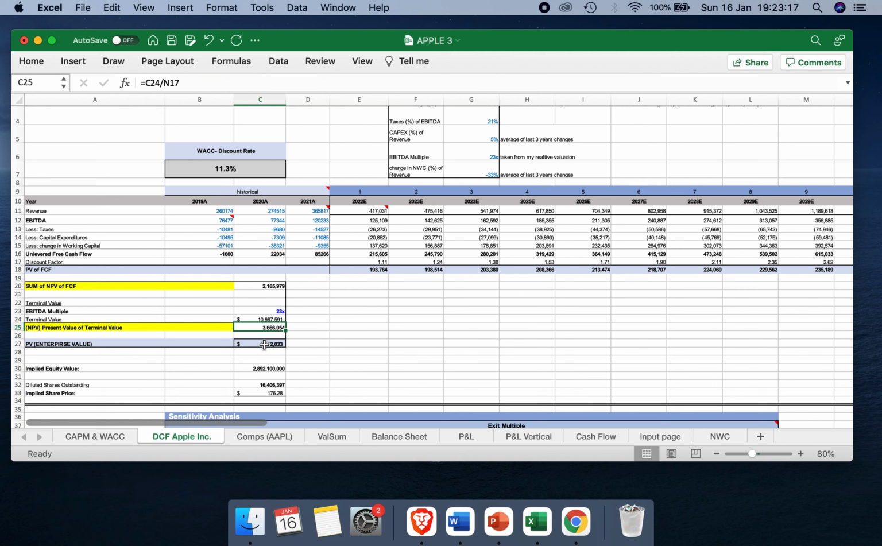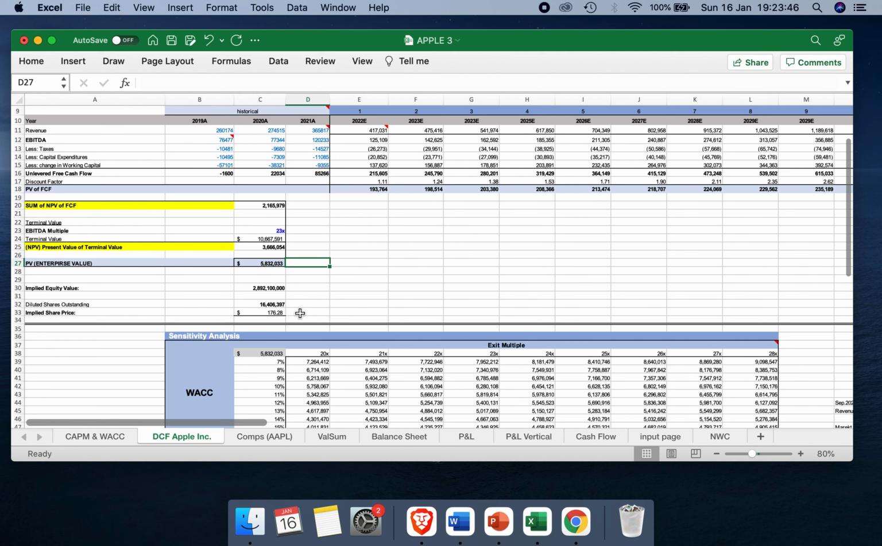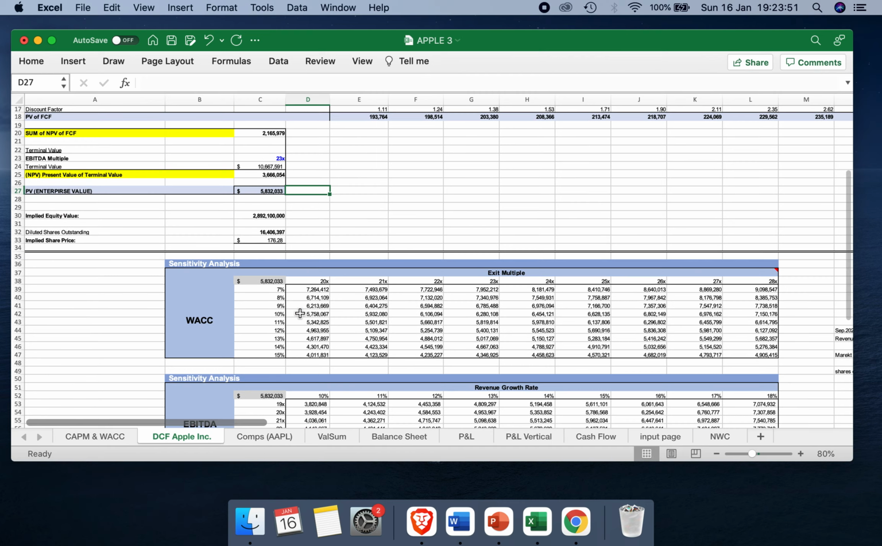And as a last step, I added those two up, the present value of the free cash flows for the next 10 years and the present value of the terminal value, which gave me an enterprise value of 5.8. Right, so I was not happy with that because I just didn't know. I had too many thoughts in my head. I was like, okay, what would happen if we had a different discount rate? What would happen if we had a different exit multiple?